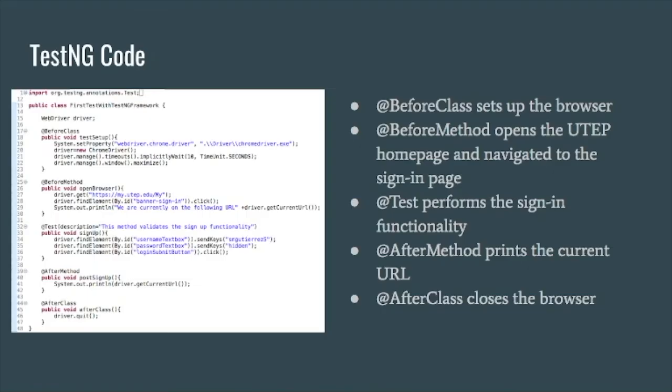So in this code, I automated the sign-up flow using these annotations, and the project that I was using was the UTEP sign-in page for Blackboard. So this is automating the sign-up flow for the Blackboard sign-in. And again, I used these annotations. Before class sets up the browser, before method opens the UTEP homepage, test performs the sign-in functionality, after method prints the current URL, and then after class closes the browser.